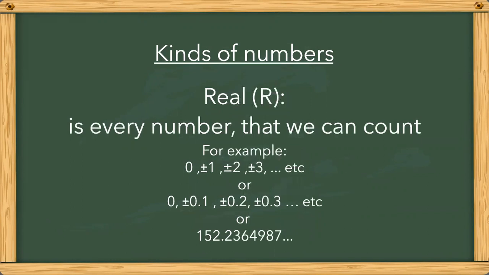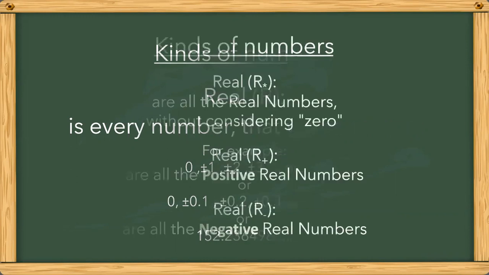The real number is every number that we can count. For example, 0, plus minus 1, plus minus 2, plus minus 3, etc. Or in the form of a decimal number, 0, plus minus 0.1, plus minus 0.2 and so on. Or in the form of a decimal number like 152.2364 and so on. This is also a real number. All the numbers that we can count are real numbers.